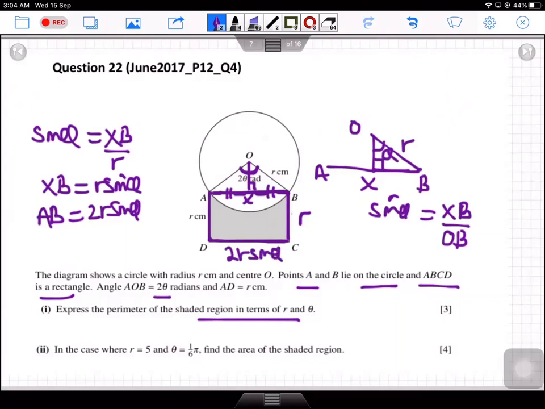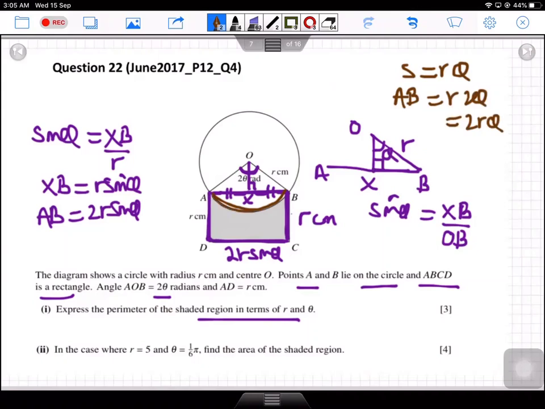What we know right now so far is that this CD length is 2r sine theta, this AD is r centimeter, and this BC is also r centimeter. Now we are interested in finding this arc length AB. The formula for the arc length is s is equal to r theta, where theta is in radians. So this angle is 2 theta, and the arc length AB is r multiplied by 2 theta, so this is 2r theta. This is the arc length AB.